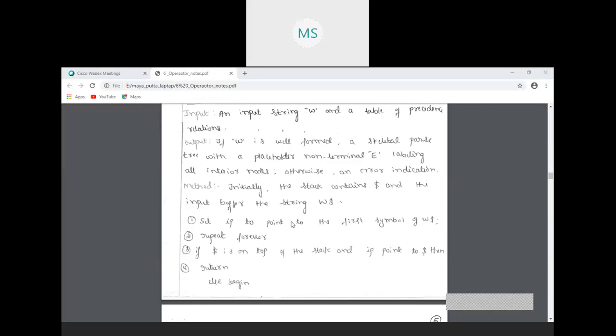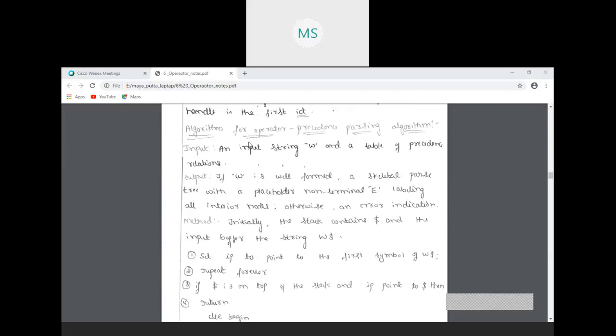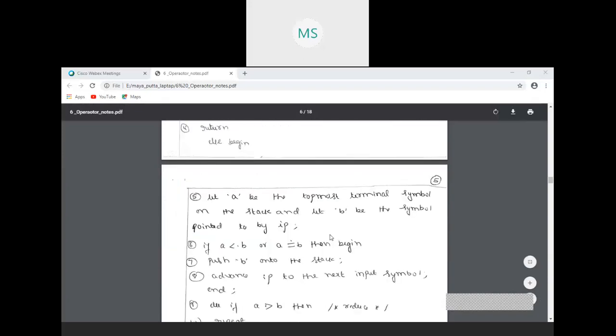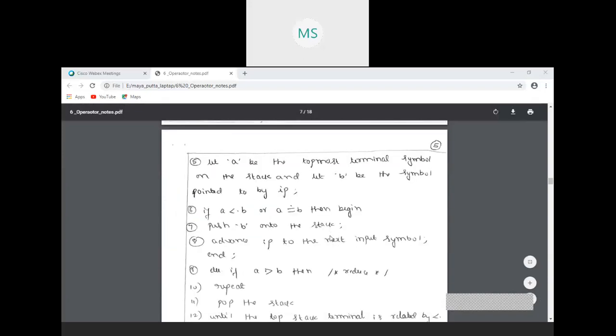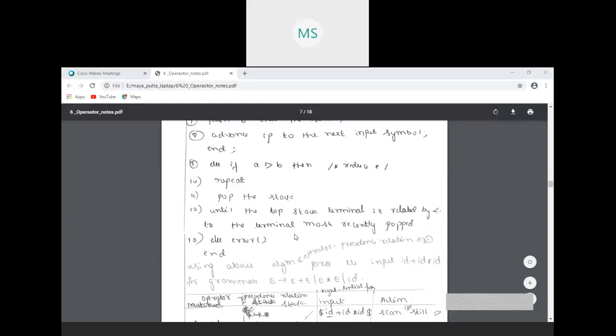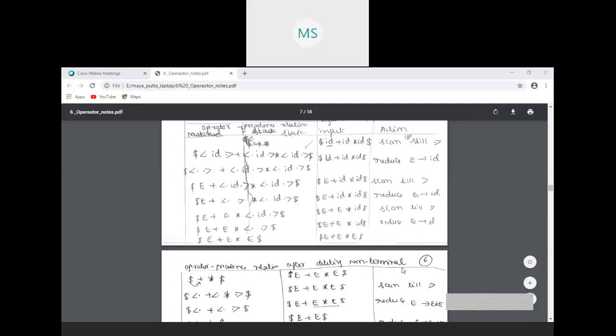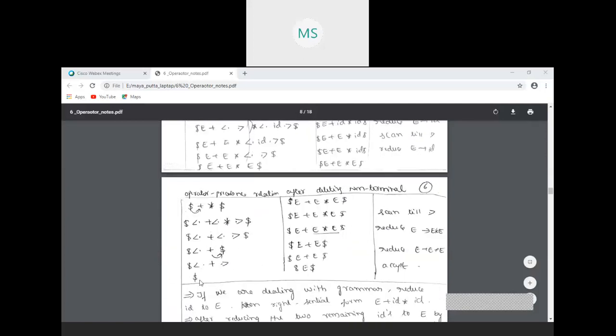Okay, now I have an algorithm for the operator precedence parsing algorithm, the same algorithm I did in the previous class. We should write an algorithm for that, and how to write the shifting and reducing action. I take the simple example dollar id plus id star id. Then the operator table contains only the relationship between these things. Now applying the shift and reduce function to find out how to get this one.